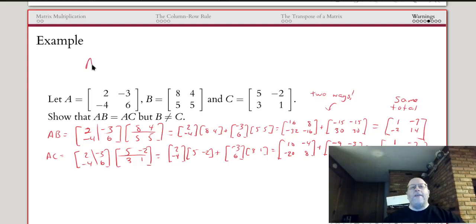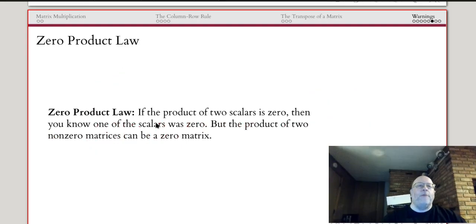And so A times B gives me exactly the same total as A times C. That's correct, but it's not true that B is equal to C. B and C are two different matrices. And so I can't automatically cancel the A's. We just have engineered two different matrices that manage to somehow give us the same total. So cancellation does not work with matrices.